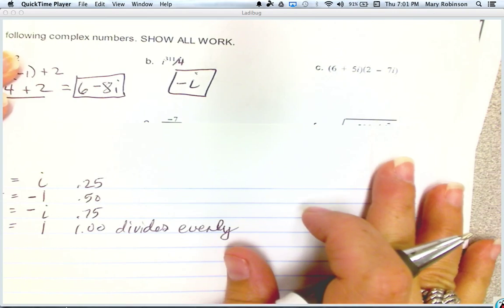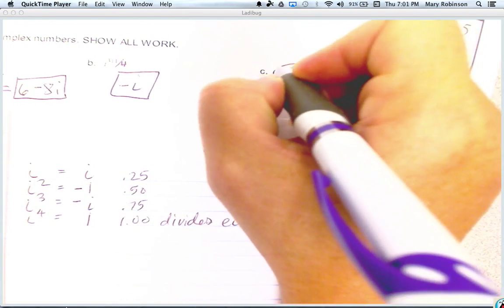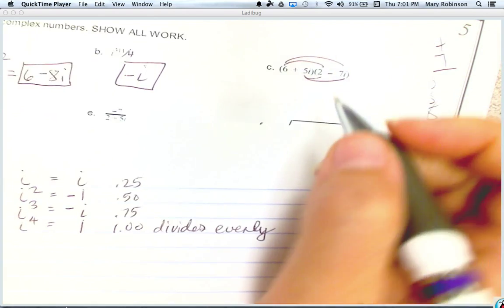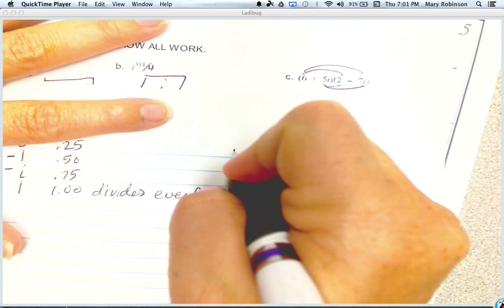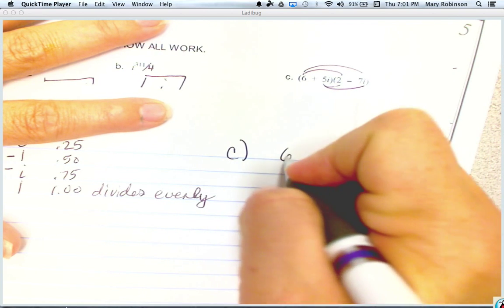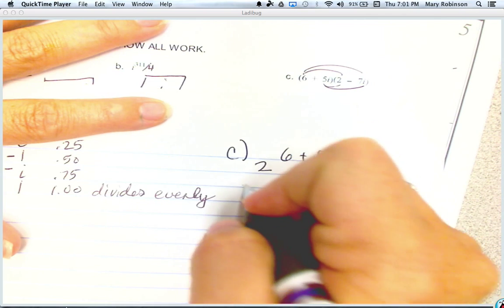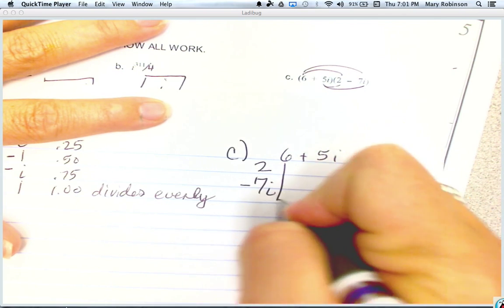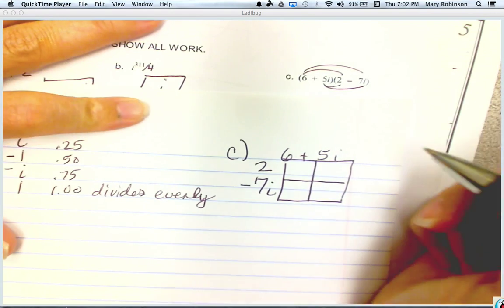For C, we are multiplying two binomials, so we actually have to double distribute. I'm going to use the box here on a separate sheet of paper to help you out with this. I think you all do a lot better job when you use the box. Make sure it's large enough so when you write in it, you can see what you've written.